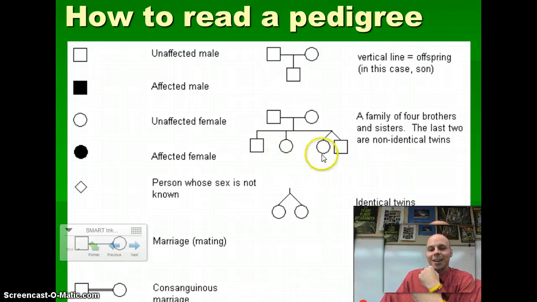I'm making my notes. And then finally they had a set of twins, 1 female, 1 male. So non-identical twins come off the line at one point. If they were identical twins, the line would come down vertically first and then diverge off into the other 2 individuals.